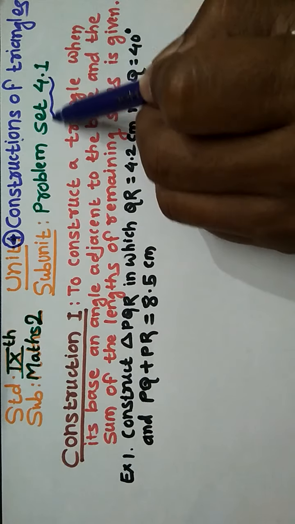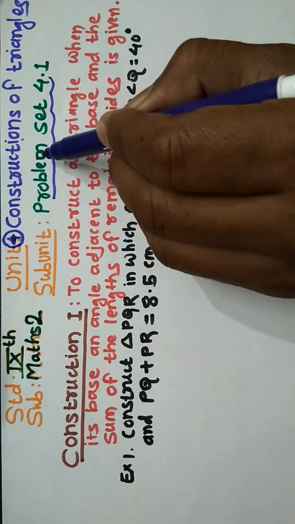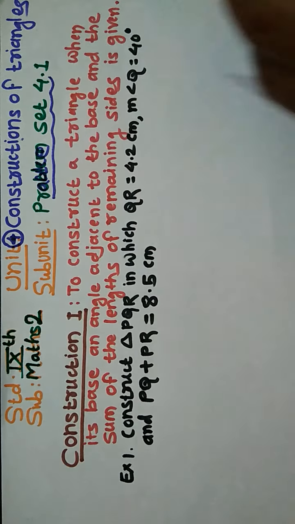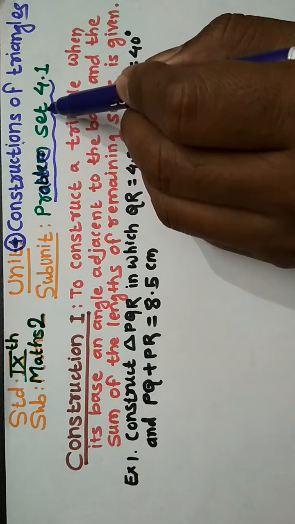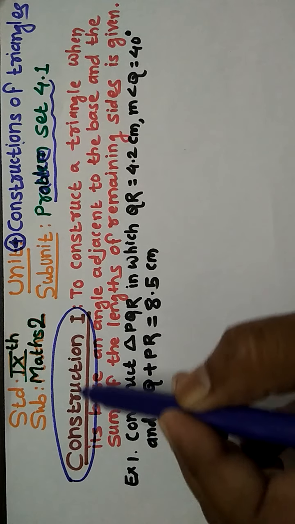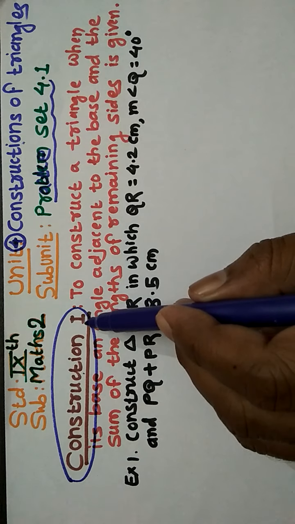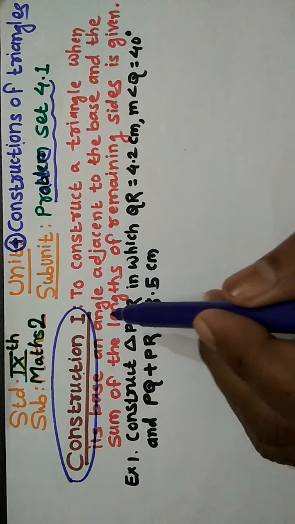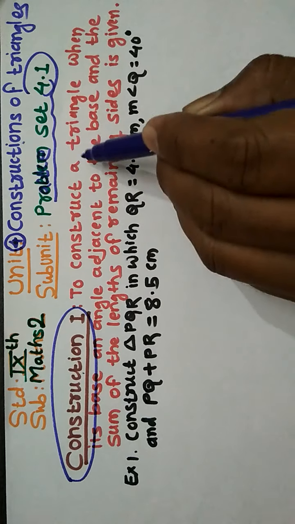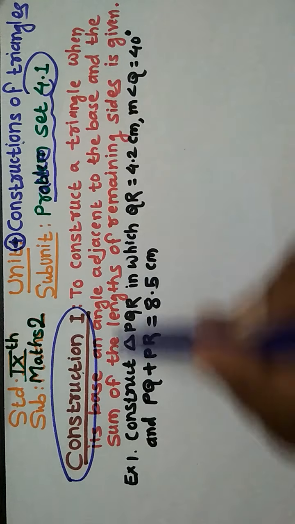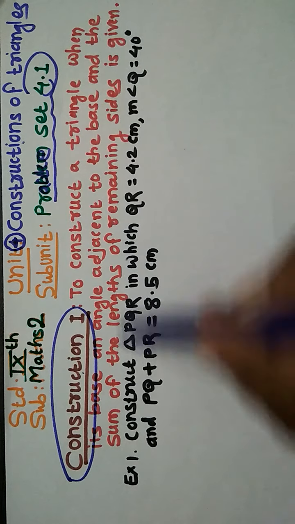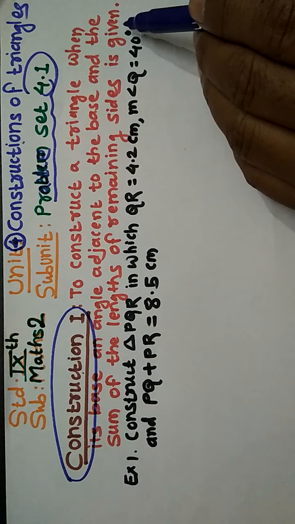Now we study practice set 4.1. In this practice set 4.1, the examples are one type of construction of triangle. This is called construction first. Which type of examples are included in 4.1? See here. To construct a triangle when its base and an angle adjacent to the base and the sum of the lengths of the remaining sides are given.